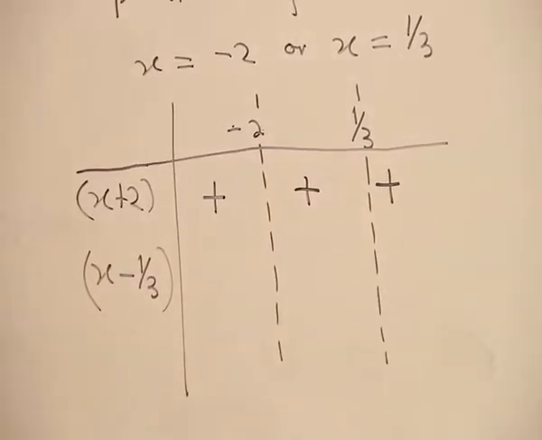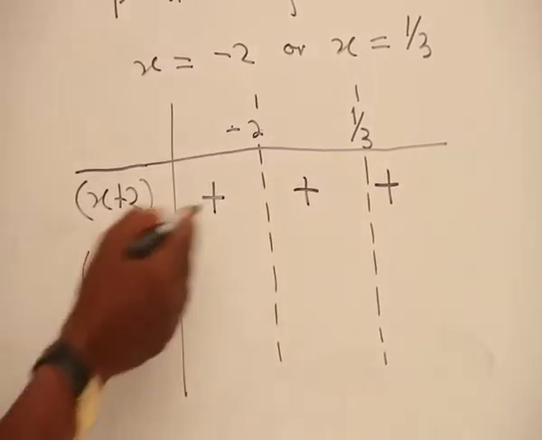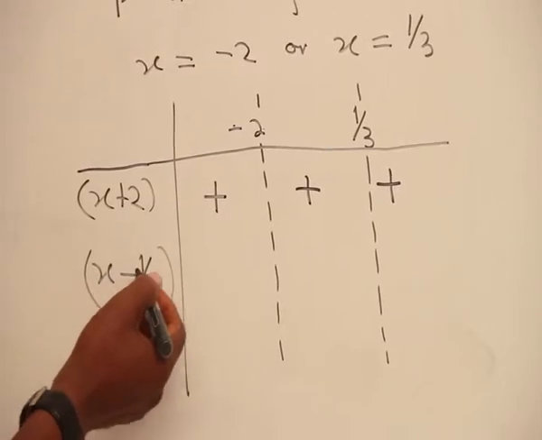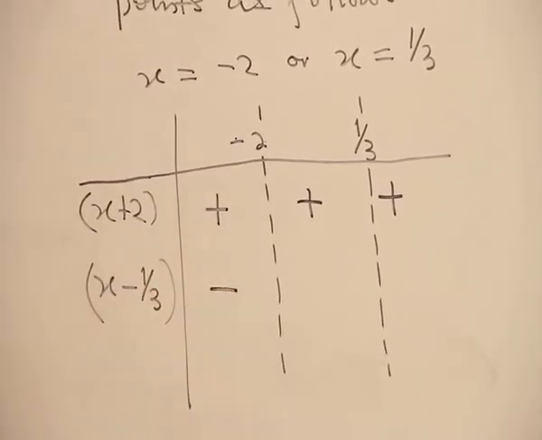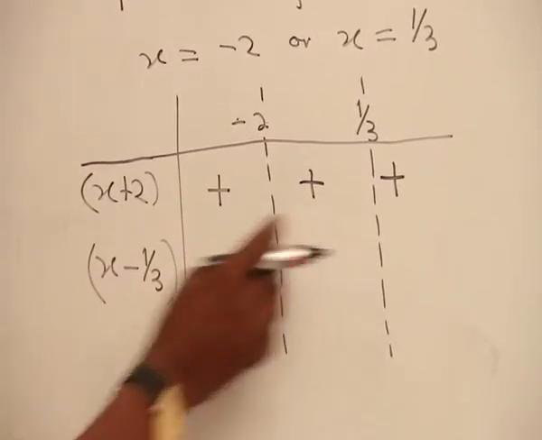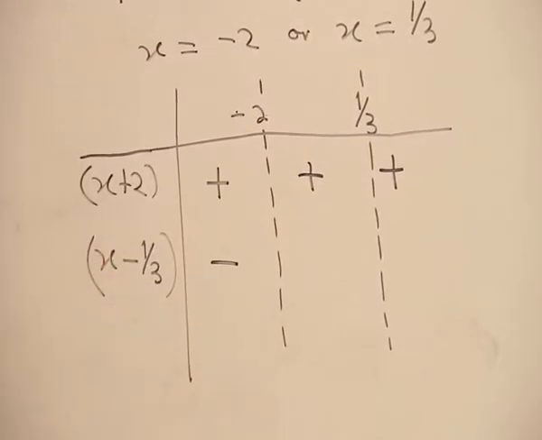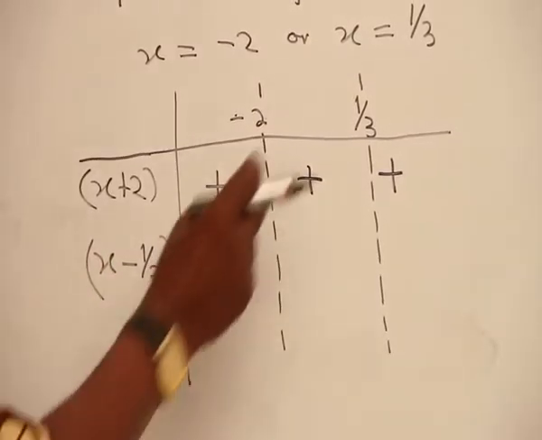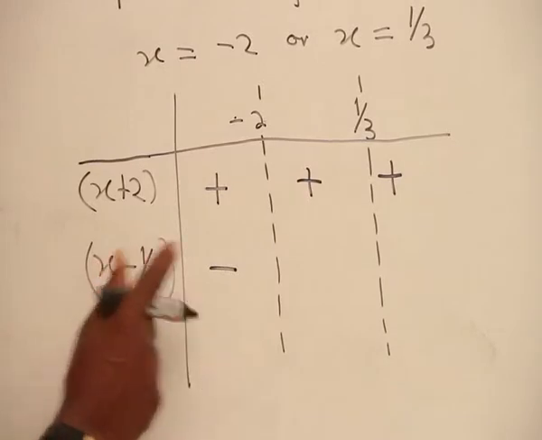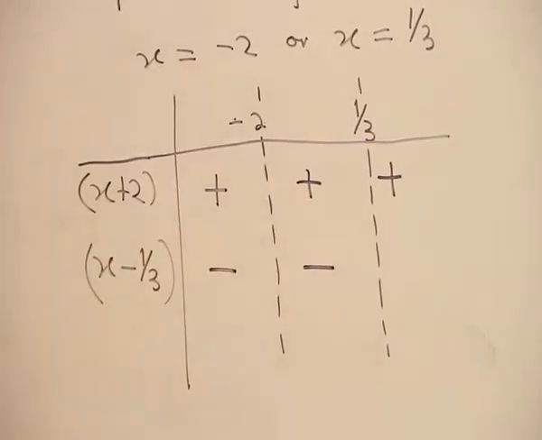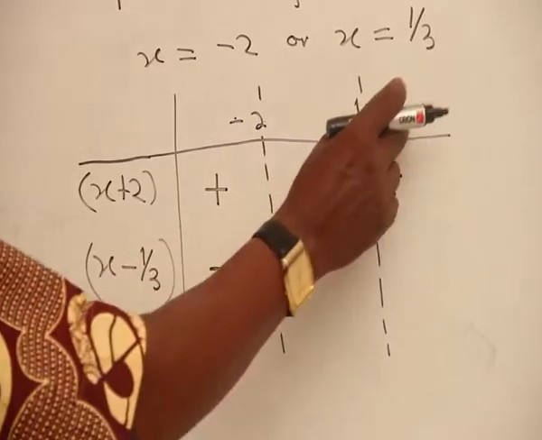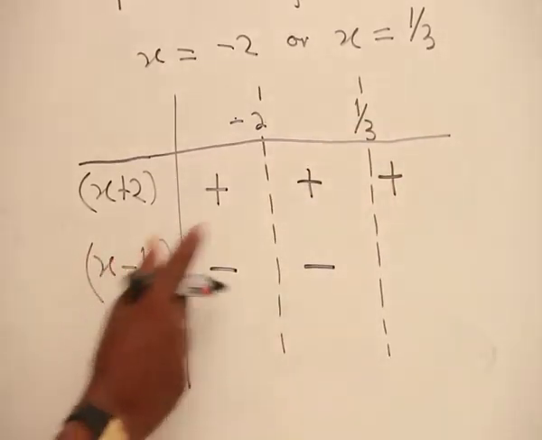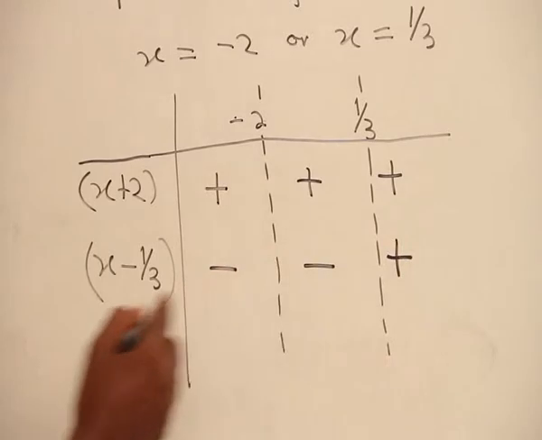We move on to the next one. Here we are taking -3. -3 minus 1/3 will give you a minus sign. And then we take also 0 here. 0 minus 1/3 will also give you a negative sign. And then, what next? We need to take a value 1. 1 minus 1/3 will give you a positive sign.